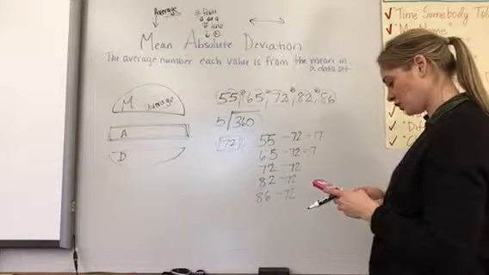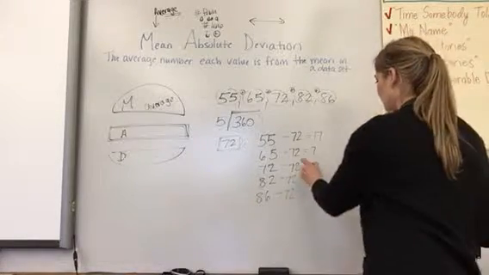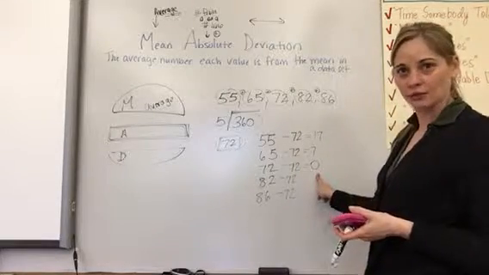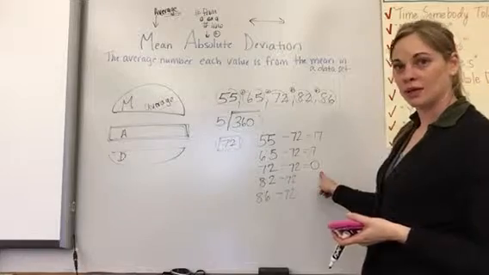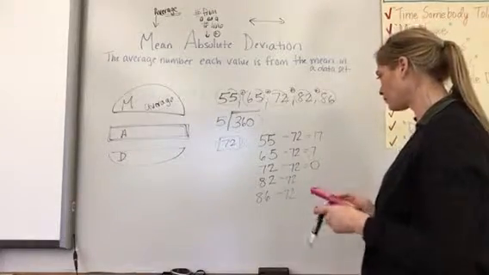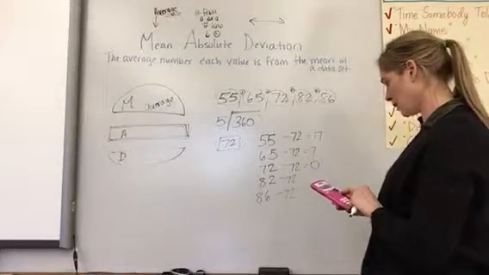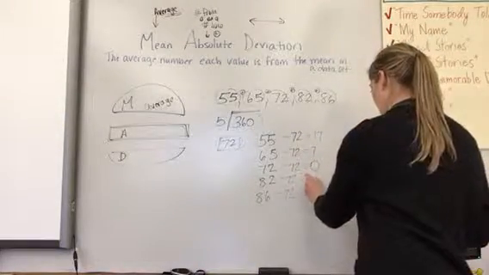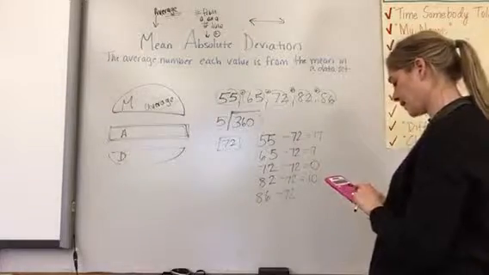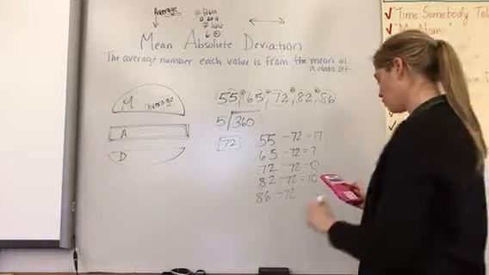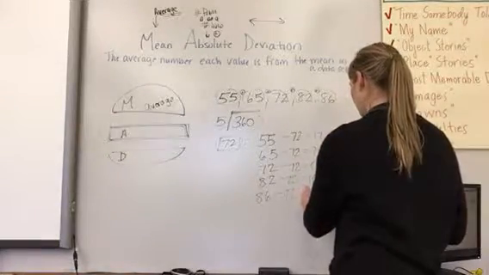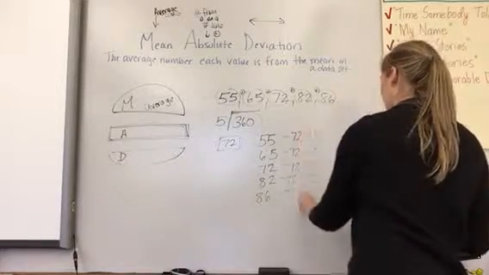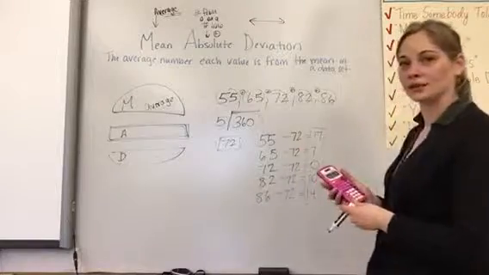72 minus 72, well, that's going to be a clear 0. But it's very important that I count 0 as a value when I'm adding for my mean in the next step of math. 82 minus 72 will give me 10. And 86 minus 72 will give me positive 14. Notice that I have the absolute value of all of these numbers subtracted and that they're all positive values.